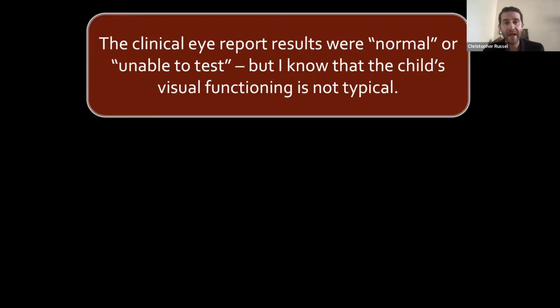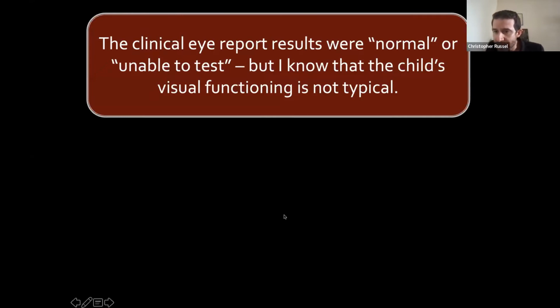The most frequently asked question that I get from families is: the clinical eye report, for example from an ophthalmologist or an optometrist, came out normal or unable to test, but I know that something's not right. You have observed your children, you can see that they are not using their vision in a typical way, and you may have even observed very specific characteristic behaviors that are unique. Yet the eye reports come out typical.